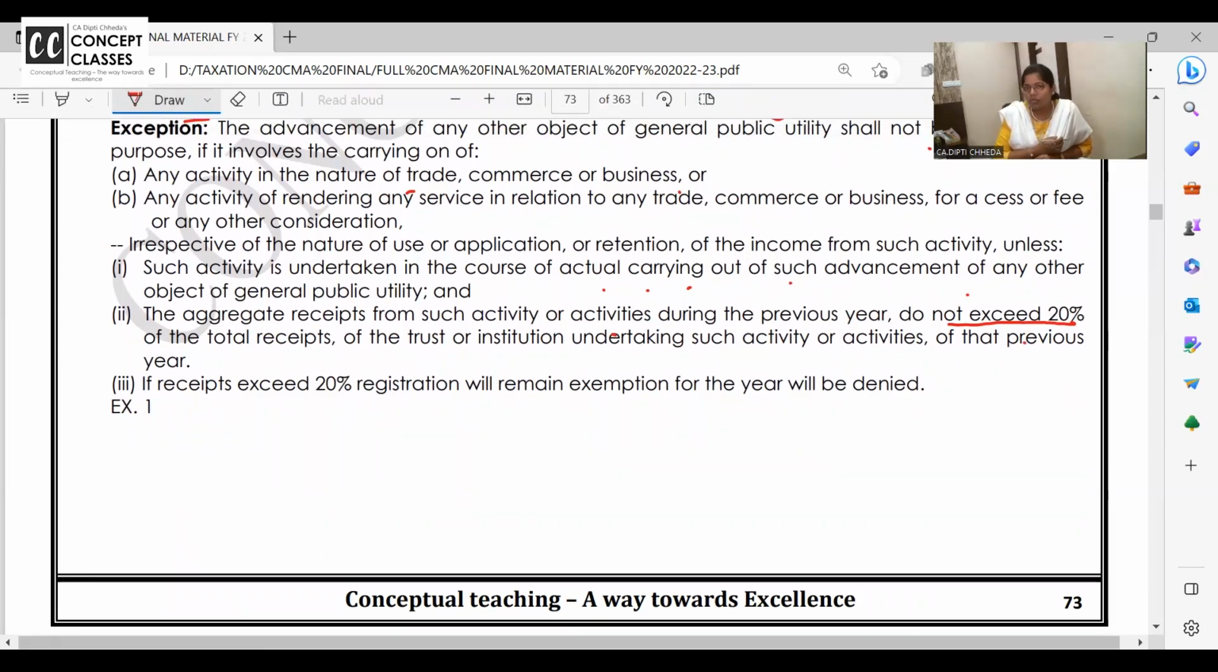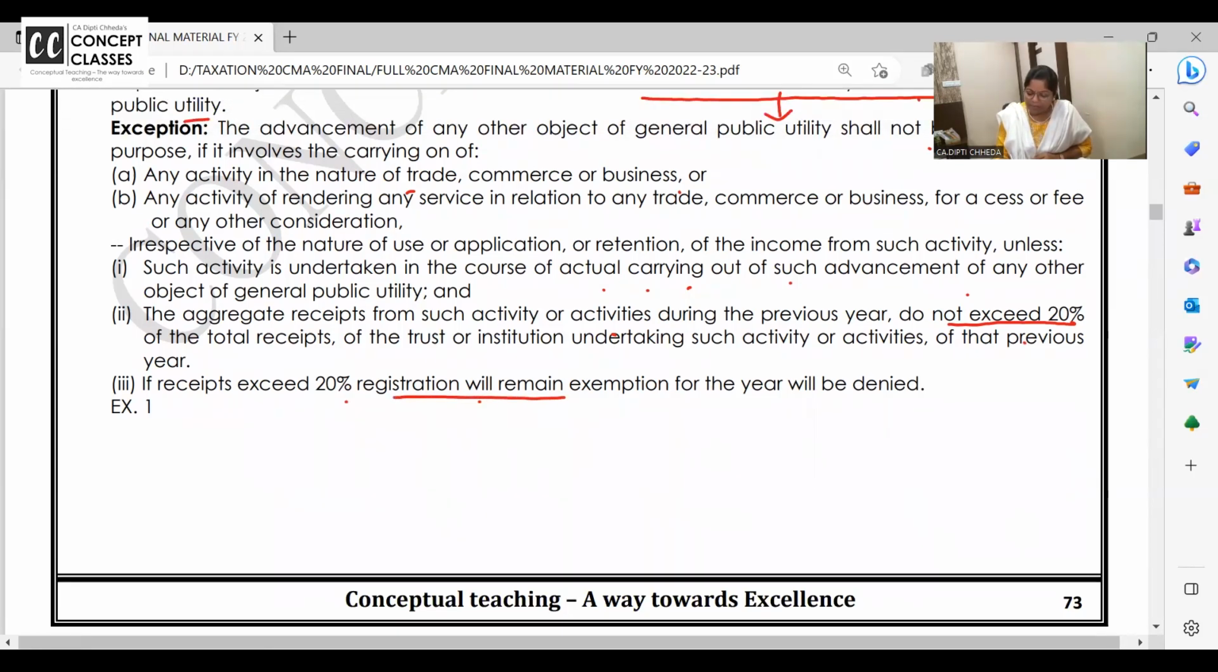Ma'am, but agar zyada ho gaya to business, you will not be said to have charitable identity for that year. You will lose all exemptions, section 11, and you'll have to pay full tax. Ma'am, will the registration also be cancelled? Answer is no. If the receipt exceed 20%, registration will remain. Exemption under section 11 will be denied. You can write here full tax. They have to pay full tax.